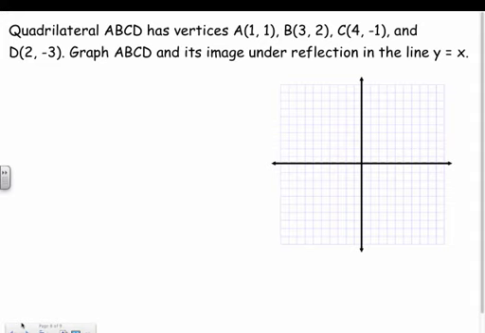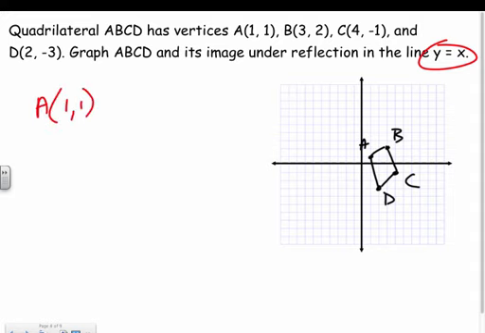So we'll graph first of all. We've got A at 1, 1, B at 3, 2, C at 4, -1, and D at 2, -3. There's my quadrilateral, and we're going to reflect on the line y equals x. So let's do A quickly. So 1, 1 becomes, well, that one's kind of nice. They switch spots, so it's still 1, 1.